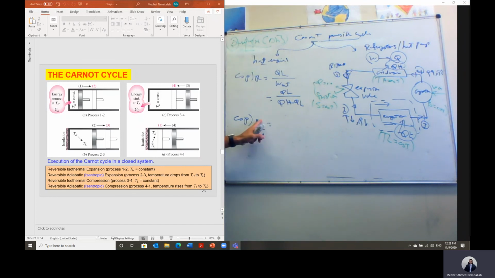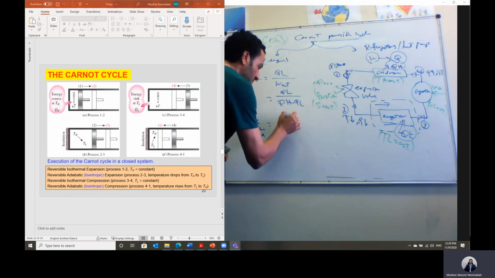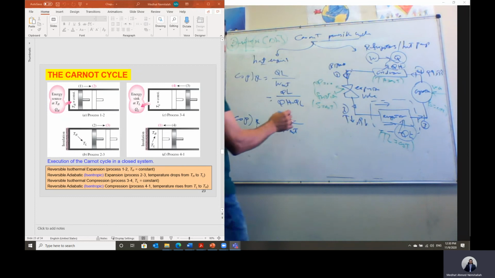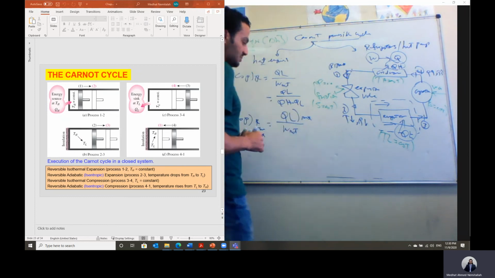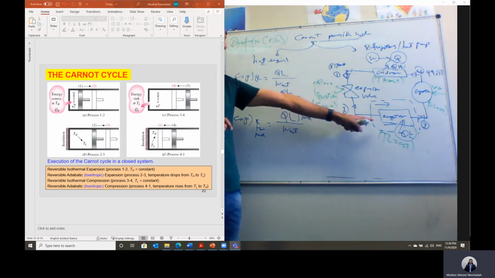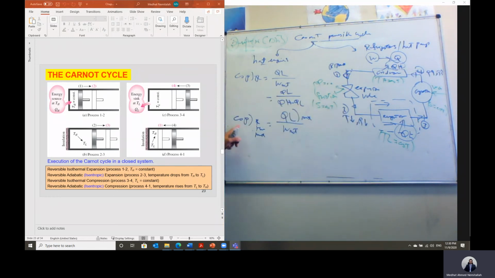The coefficient of performance of the refrigerator, reversible or maximum, is the same, equal to Q low divided by work. But in this case, this Q low should be the maximum value. So if he asks you to calculate the heat actually absorbed inside the evaporator, to calculate the coefficient of performance of a refrigeration system for a maximum heat absorbed inside the refrigerator.